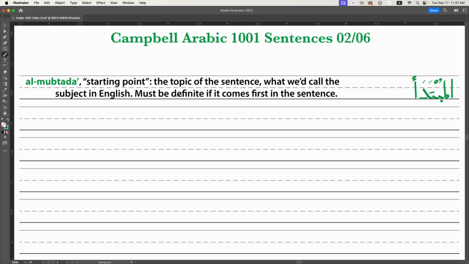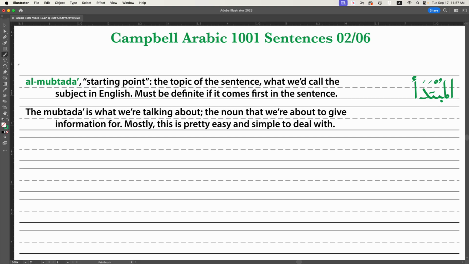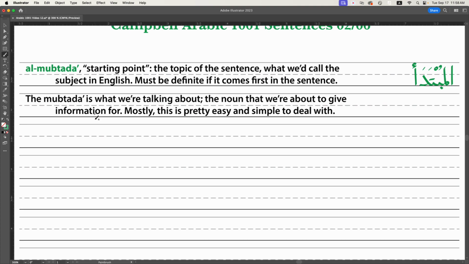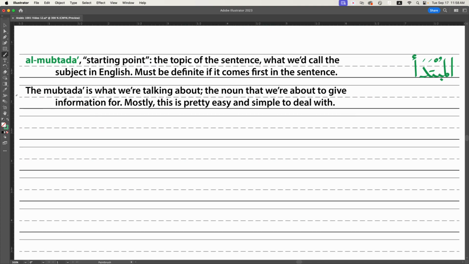One way in which Arabic is a little bit different from English is that the subject needs to be definite if it comes first in the sentence. What happens when we have an indefinite subject is something I'll take up in a later video in this series once I get a couple of other things in place that will help make it make sense for you. So we're going to stick to definite subjects today. So the mubtada, the starting point, is the noun or pronoun that we're about to give information for. And mostly this is pretty easy and simple to deal with. This is definitely the easiest part of this series of videos. And I'll be explaining the different types of mubtadas that you'll see.